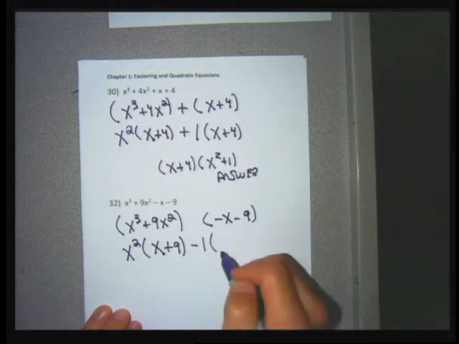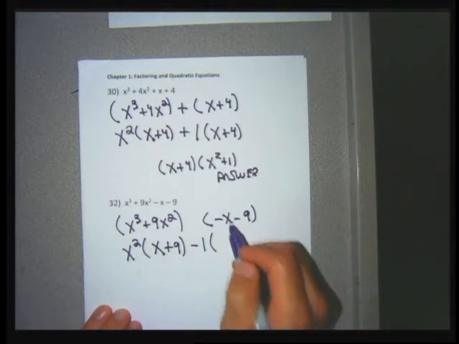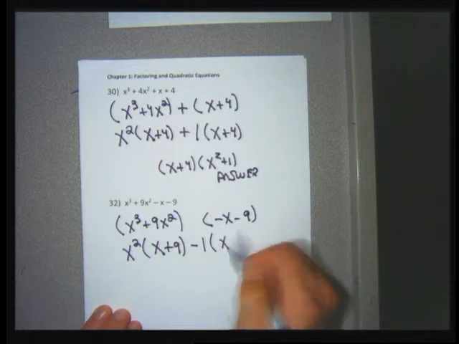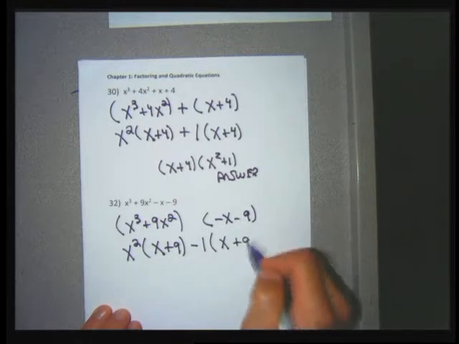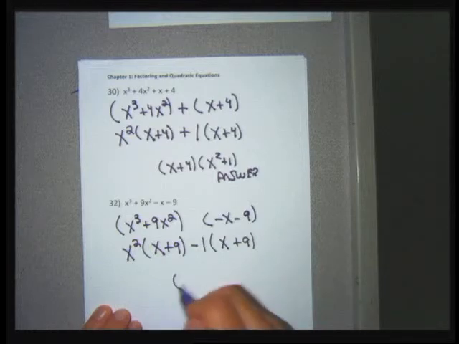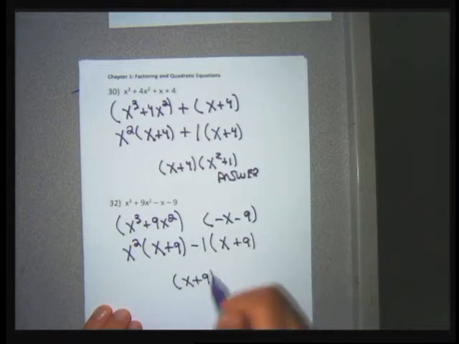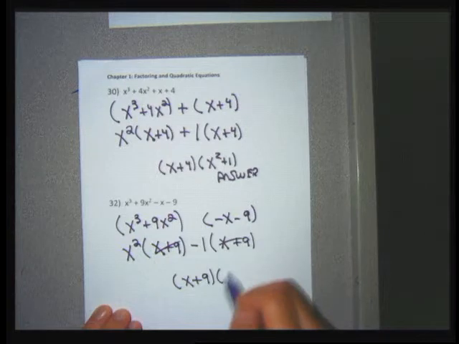And when I factor out a negative 1, I write the opposite. Inside the parentheses, the opposite of negative x is positive x. The opposite of negative 9 is positive 9. Now they have an x plus 9 in common. And I'm left with an x squared minus 1.